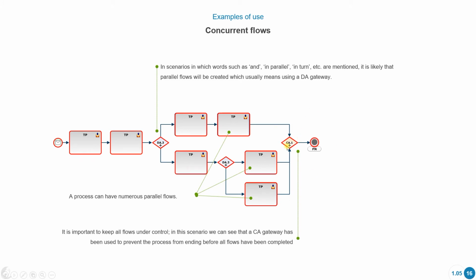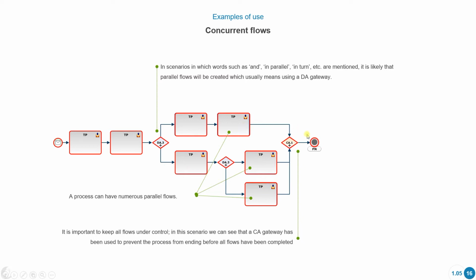Finally, at the end here, I have a CA gateway. What is this CA gateway going to do? It's going to wait for all the threads to arrive in order for the flow to continue. So what am I achieving by putting a CA gateway here? Well, let's imagine I have 3 threads with flow. One over here, and one over here.